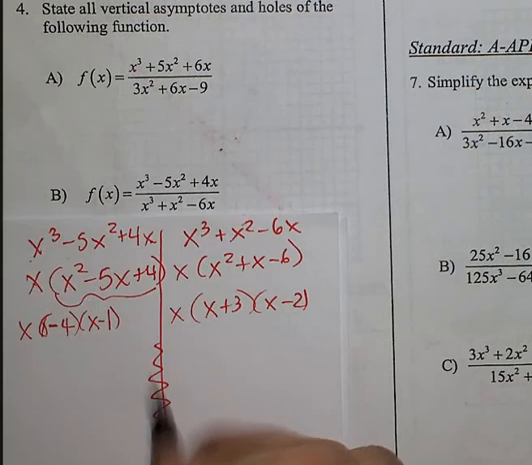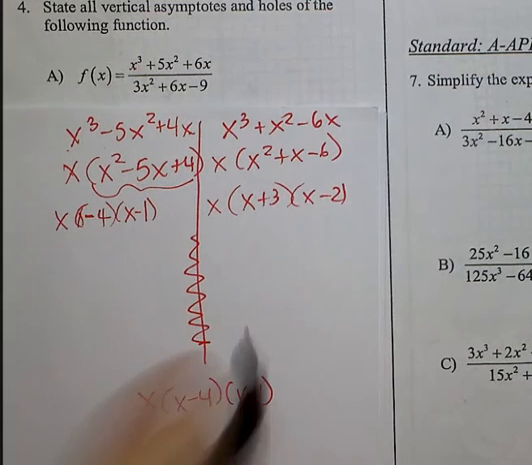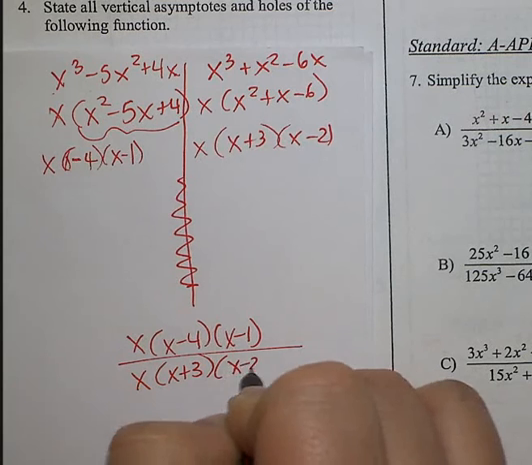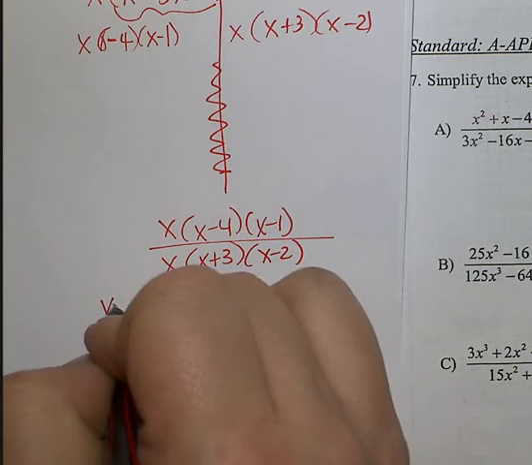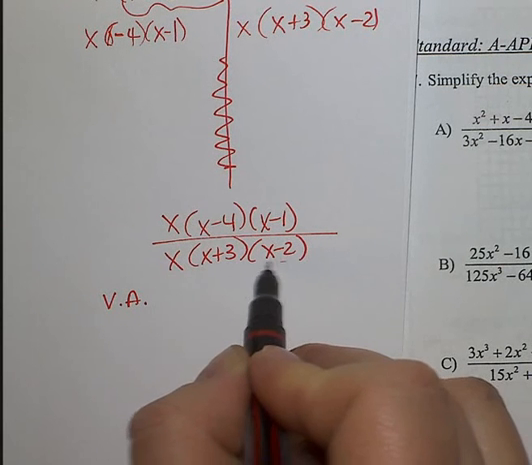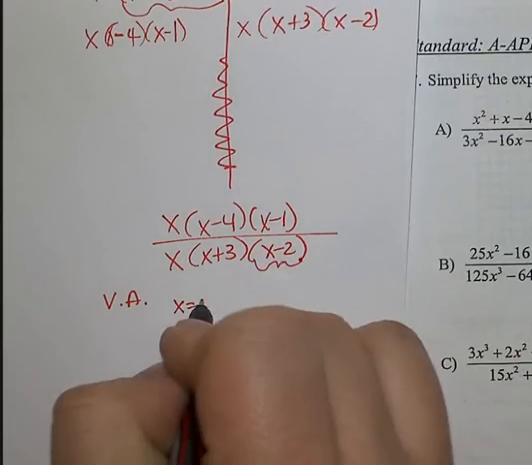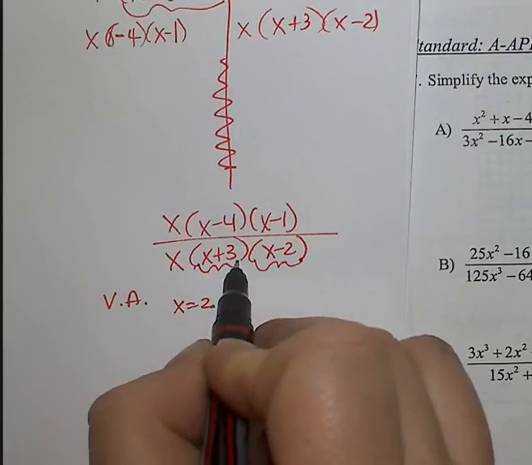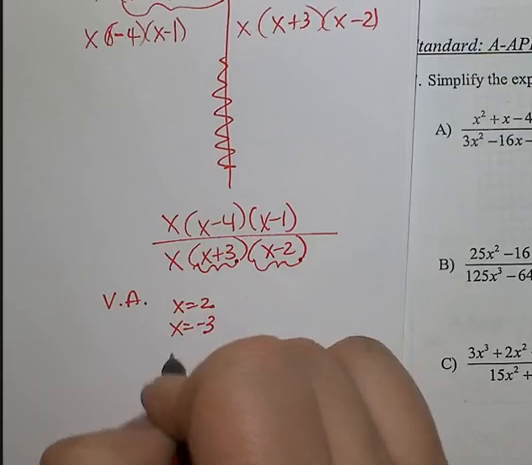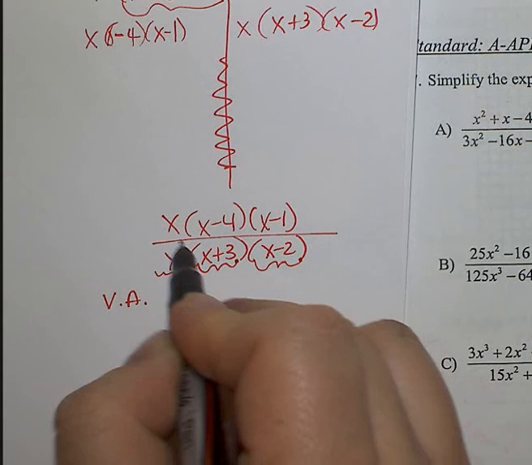Numerator on top, denominator on the bottom. All right, so I have three groups here. This contains an x. What makes this factor equal to 0? The number x equals 2. This contains an x. What makes this factor equal to 0? X equals negative 3. This contains an x. There's only one number I can plug in for x that makes this equal 0, and that's the number 0.